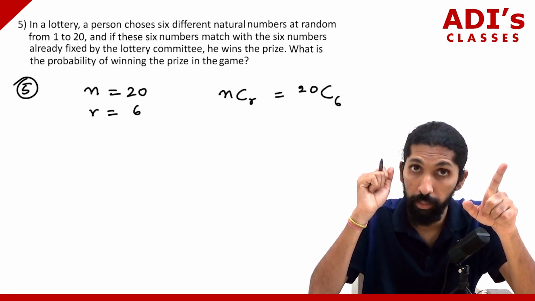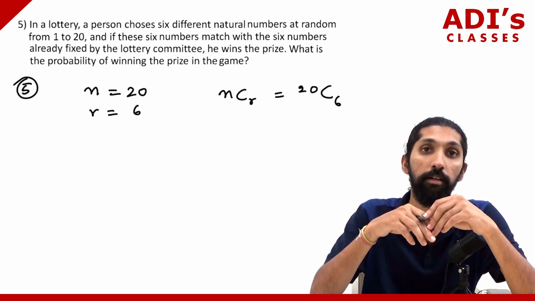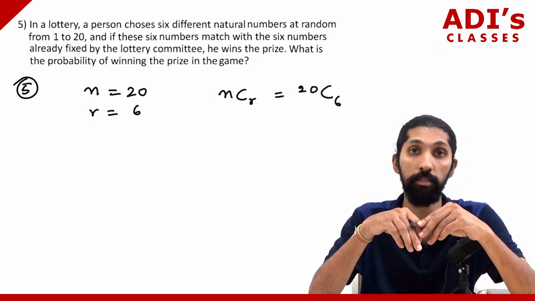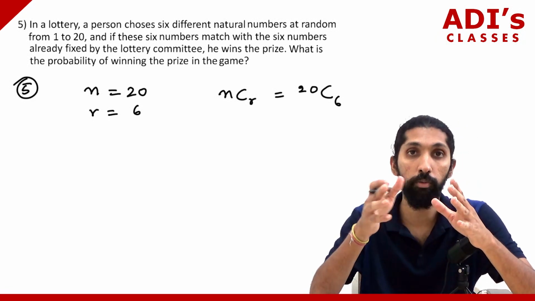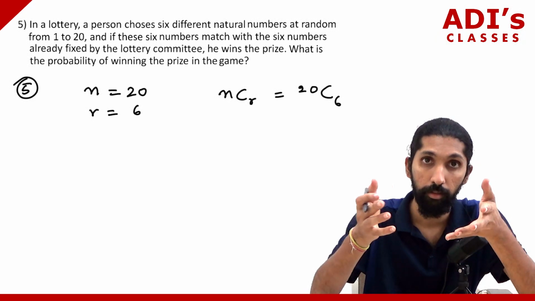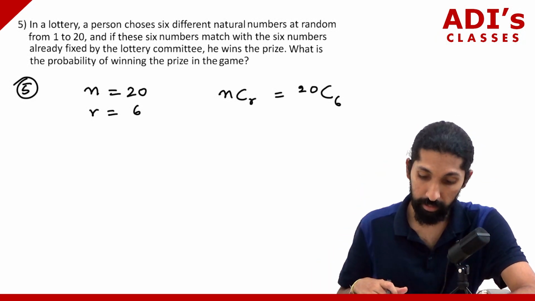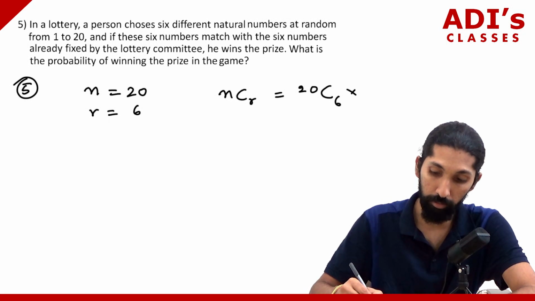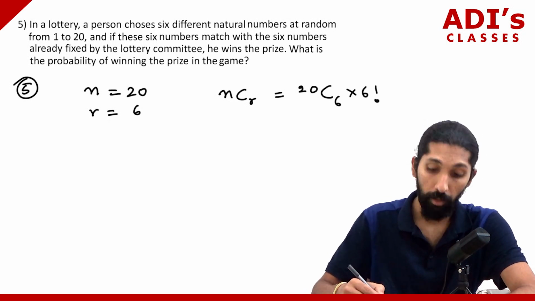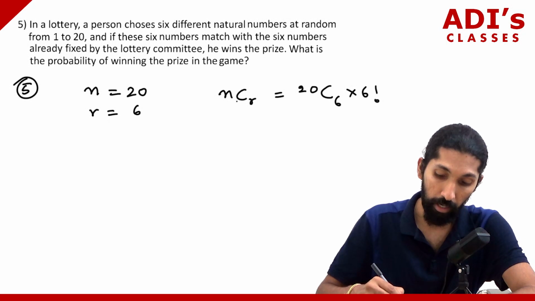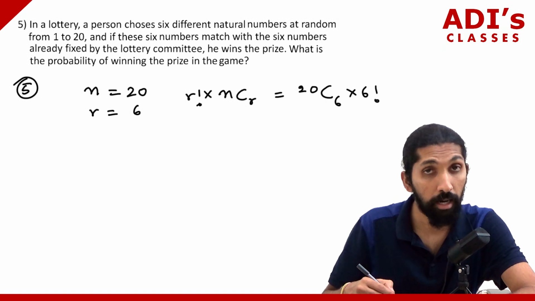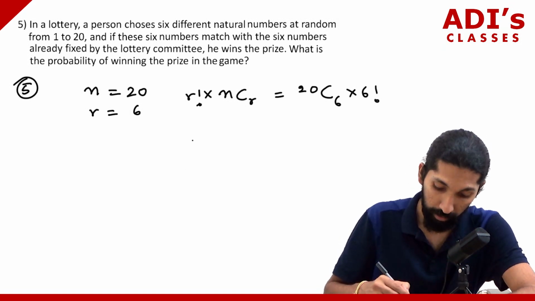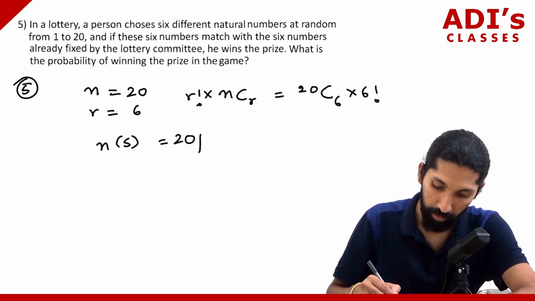But also very important is that we have to look at the order in which the digits appear, because it's a lottery, right? So 1 2 and 2 1, they're different. So when you do 20C6, what you also do is into 6 factorial. In other words, we are not doing NCR, we are doing NCR into R factorial, which is nothing but NPR. So technically, the sample space is going to become 20P6.